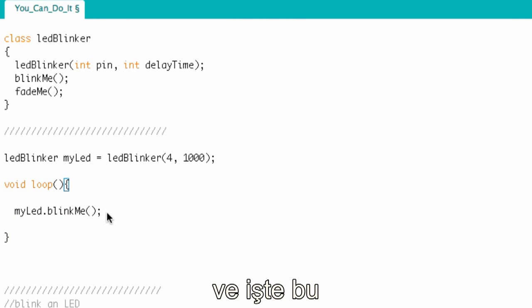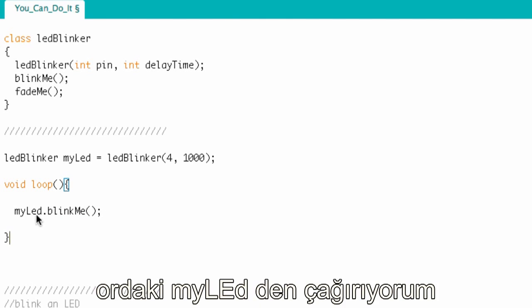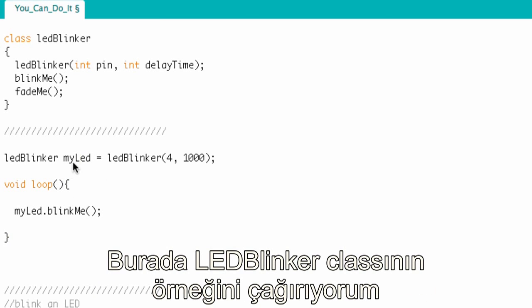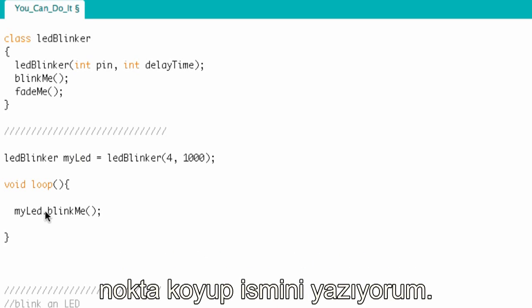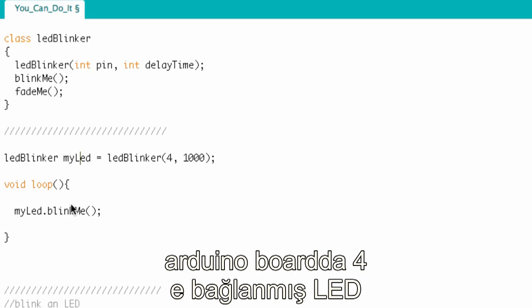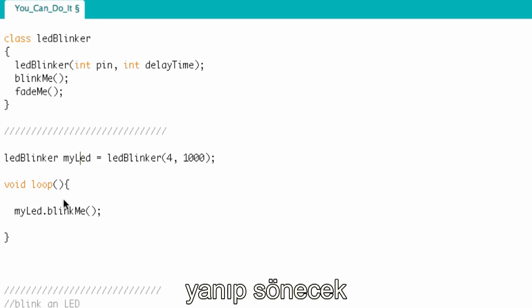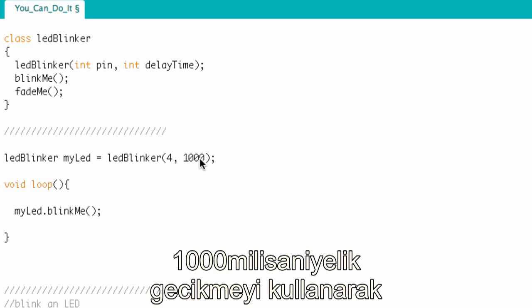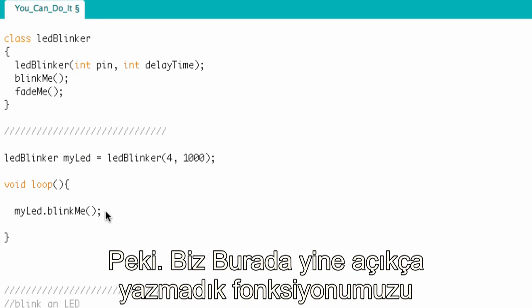And whammo, there it is. So myLED right there, I'm calling that instance of the LEDBlinker class. I put a period, and then I've got the function name, blinkMe. So what's going to happen here? Well, the LED that's attached to pin 4 on my Arduino board is going to blink, and it's going to use 1000 as the delay time.